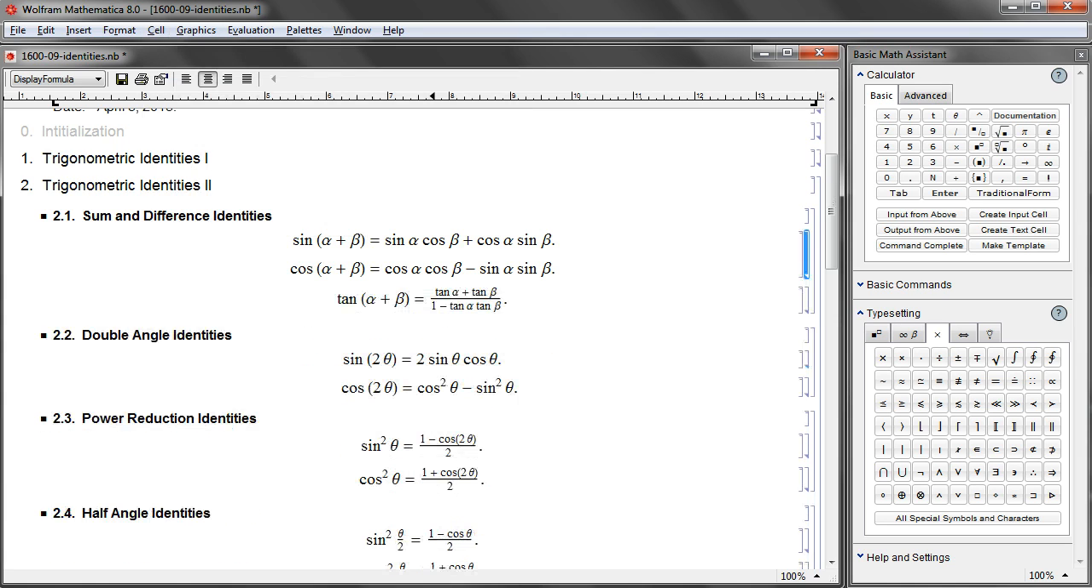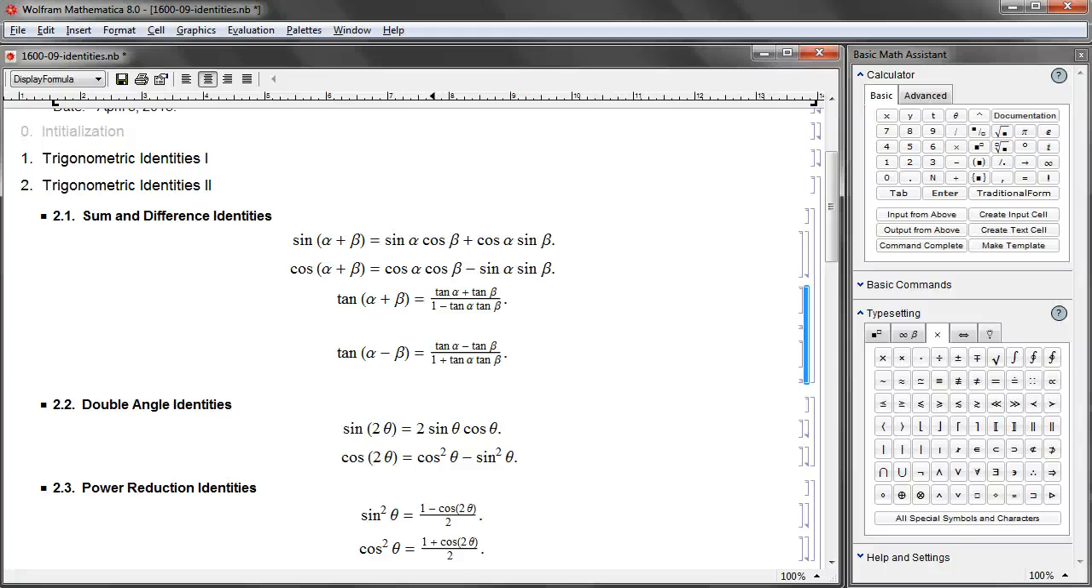How about the difference identity for tangent? It's the same deal. Tangent of alpha plus tangent of negative beta in numerator. Consequently, we have tangent of alpha minus tangent of beta because tangent is an odd function. Denominator can be manipulated pretty much the same way.